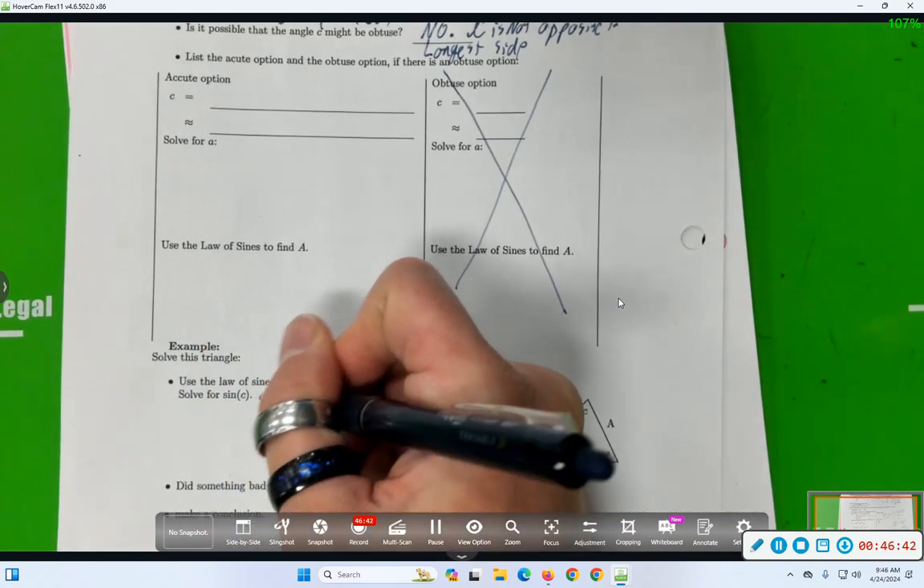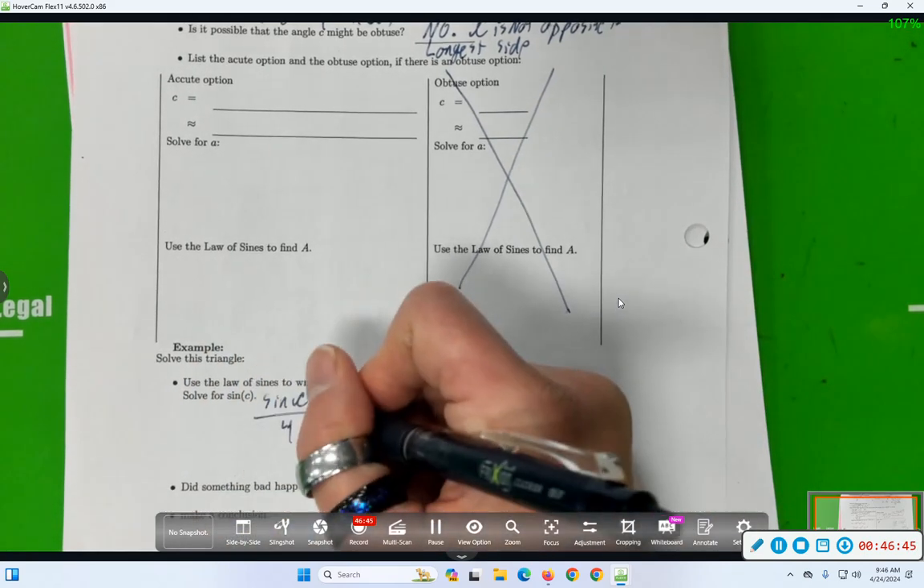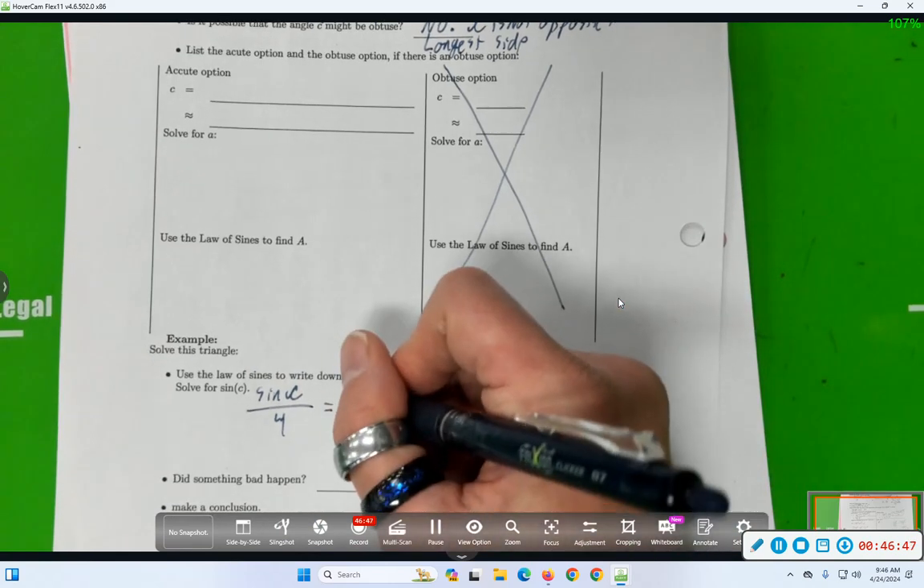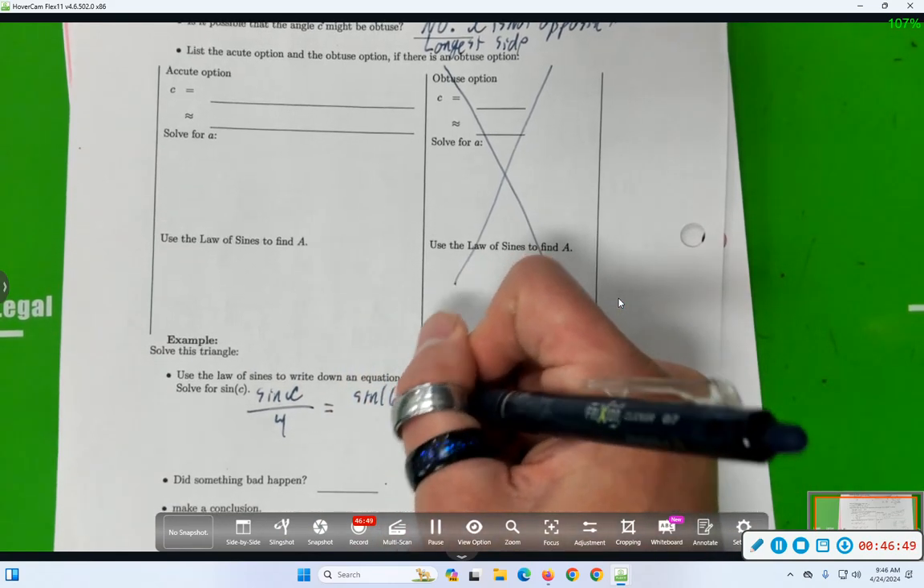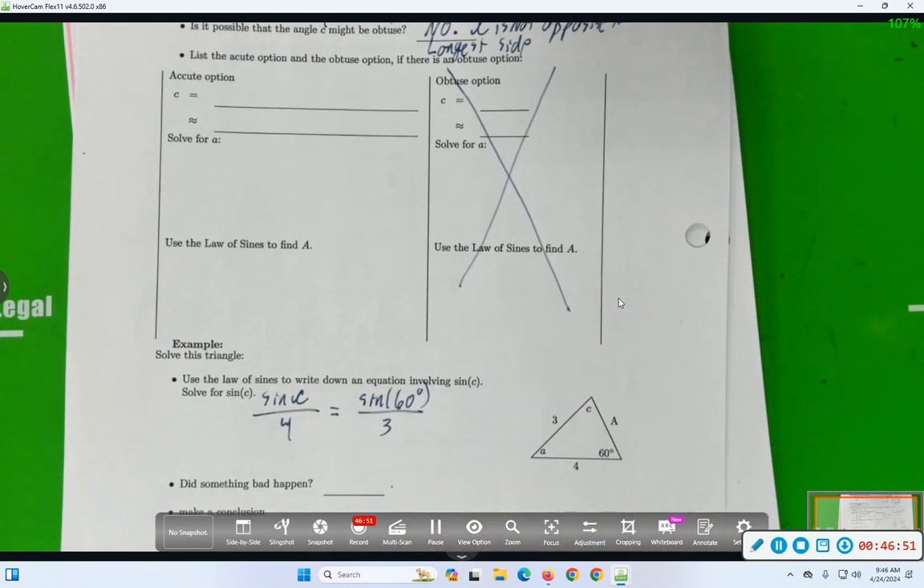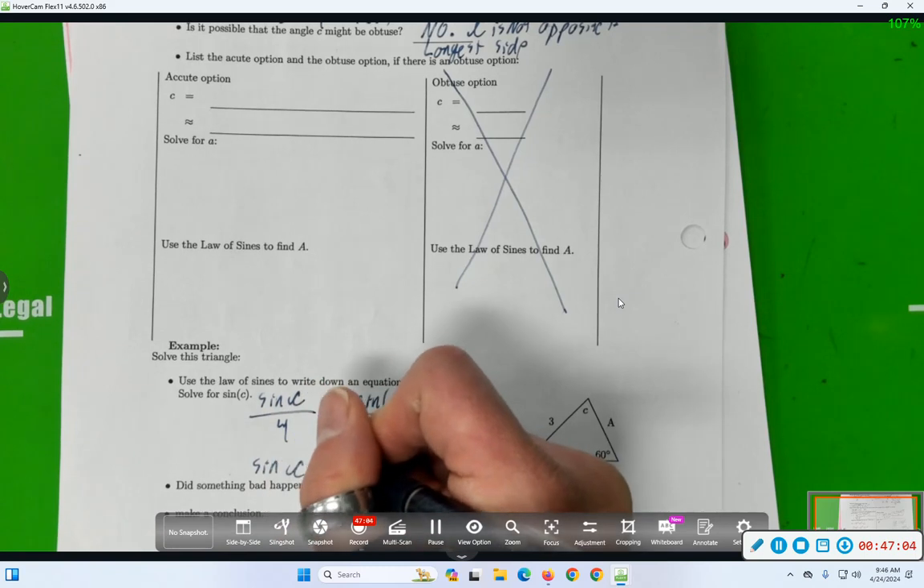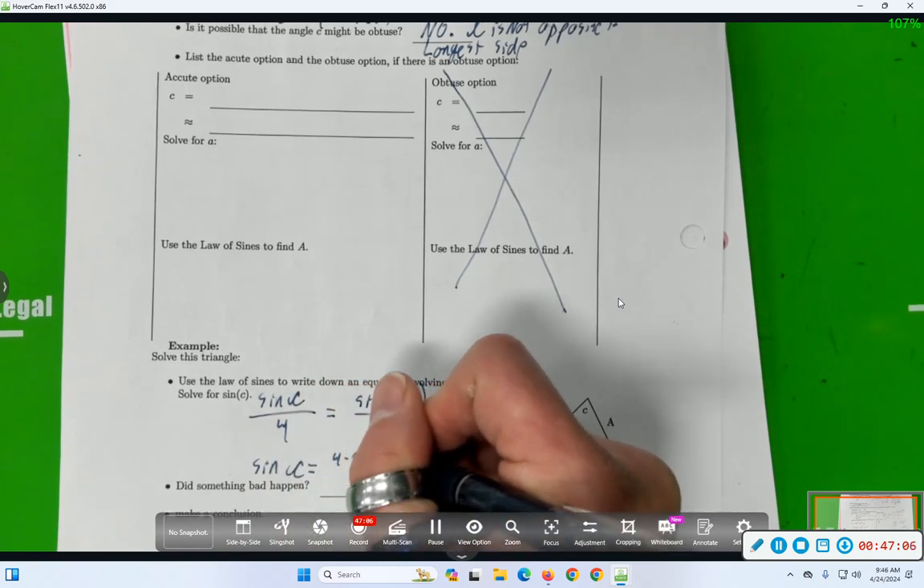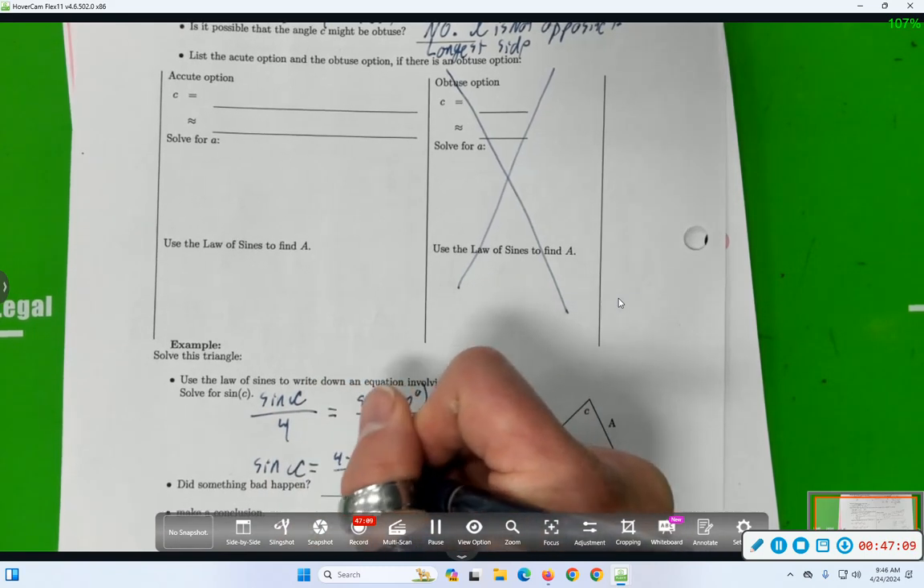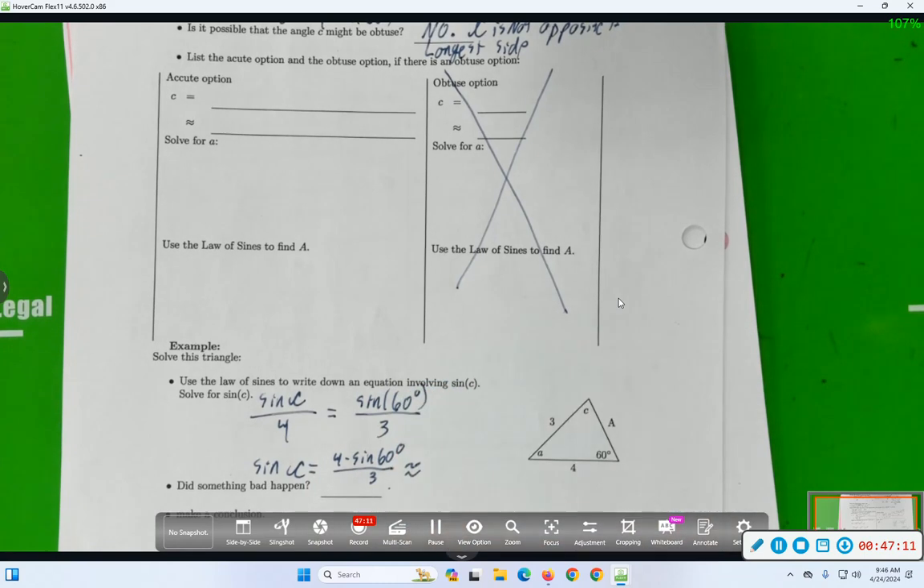Sine of little c divided by the side you know, 4, is equal to sine 60 degrees divided by 3. Easy to solve for the sine of c? Nice. Let's solve for the sine of c. I guess we need to multiply both sides by 4. And that's it. So sine of little c is equal to 4 times sine 60 degrees divided by 3. And give me a decimal approximation.